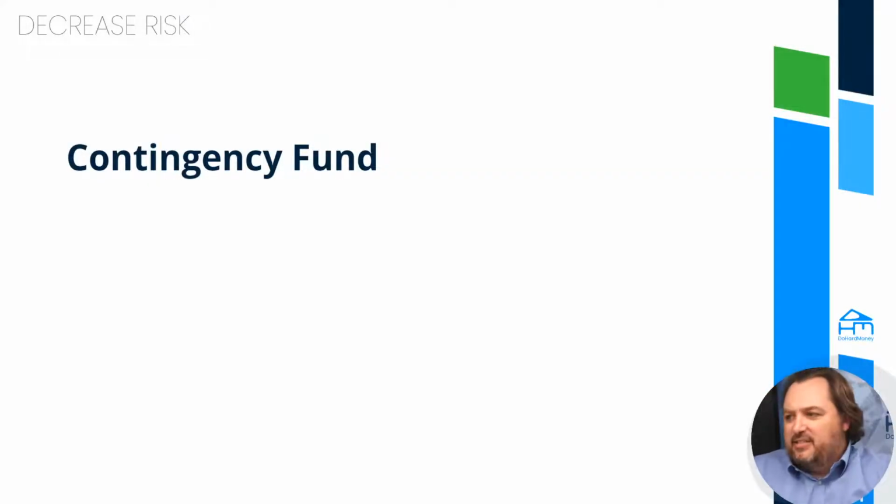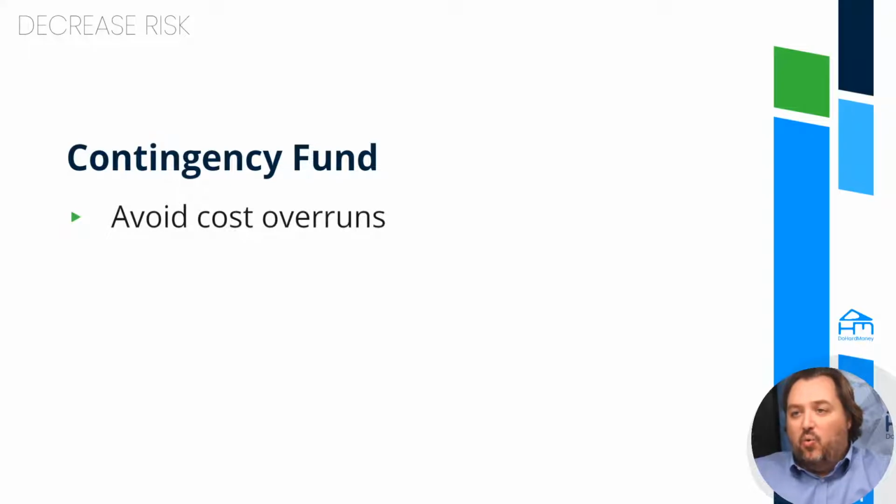So a contingency fund. What is a contingency fund? Well, you want to do everything you can to avoid cost overruns. A cost overrun is our bid was for $30,000. It's all broken down and detailed, and they're saying we need more money. Well, the only reason that should happen is if there was damage done to the property, or if there was an unknown thing that happened that you weren't aware of.